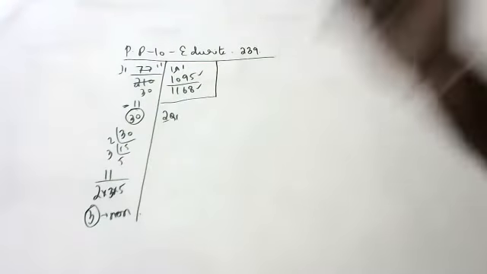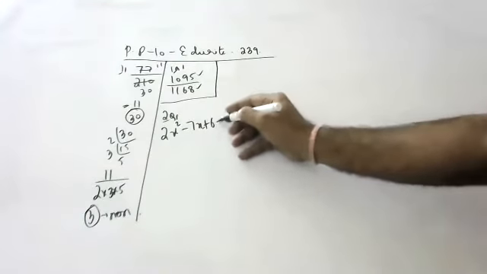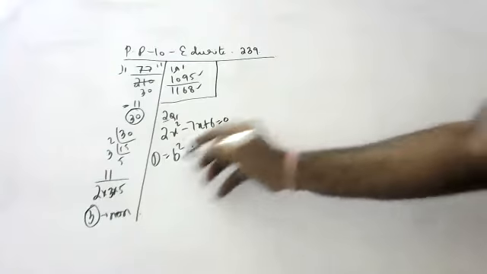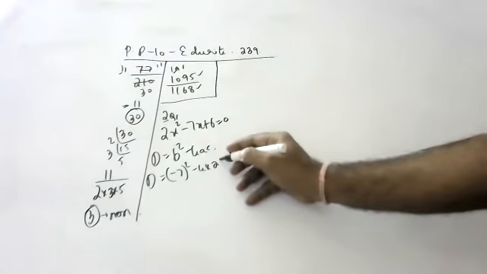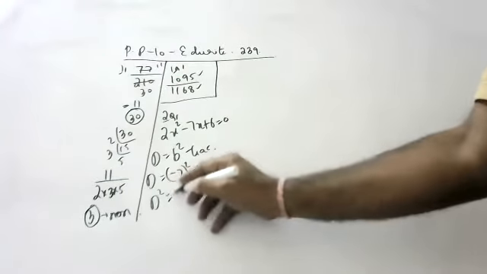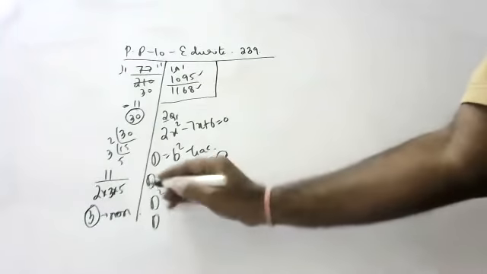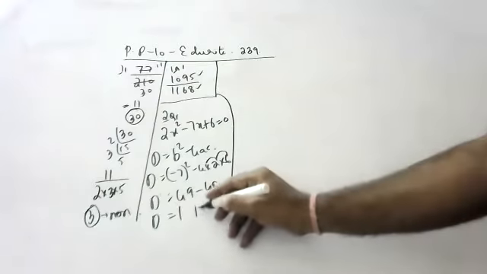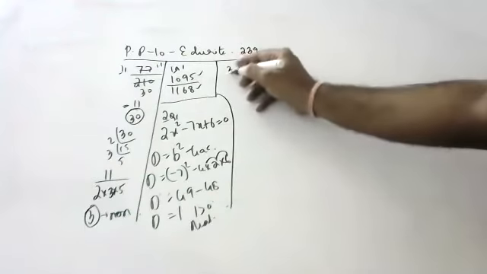No, sir. Find the discriminant of 2x square minus 7x plus 6 equal to 0. Discriminant means what, children? B square minus 4ac. So minus 7 whole square minus 4 into 2 into 6. That is 49 minus 48. Discriminant is equal to 1, which is greater than 0, so it will have real and unique roots.